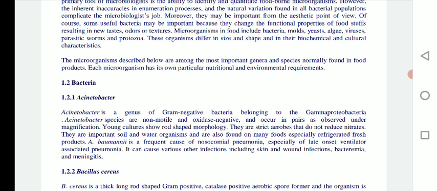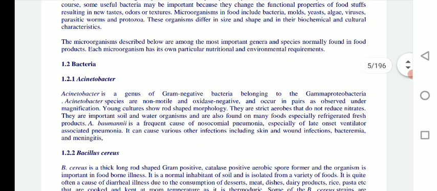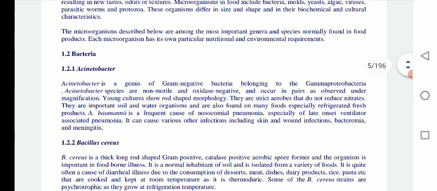Each microorganism has its own particular nutritional and environmental requirements. First is Acinetobacter. Acinetobacter is a genus of gram-negative bacteria belonging to the group Gamma Proteobacteria. Acinetobacter species are non-motile and oxidase negative.